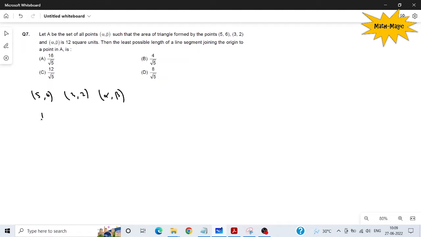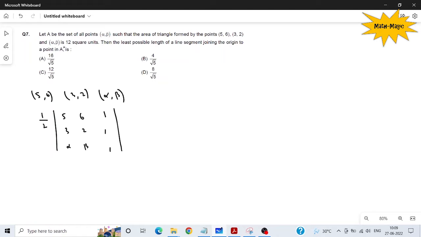The area of a triangle is given by 1 by 2 times the determinant 5, 6, 1. See, the last column is fixed as 1. Then the first coordinate is 5, 6, second is 3, 2, and third is alpha, beta. So by using this determinant concept, we can calculate the area of the triangle.